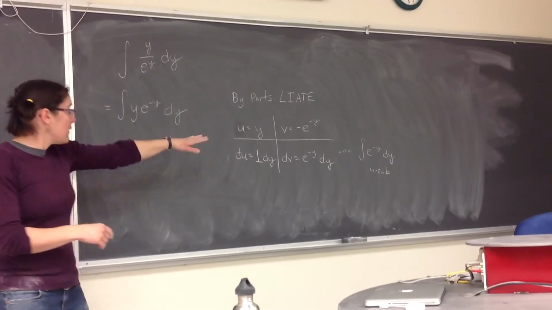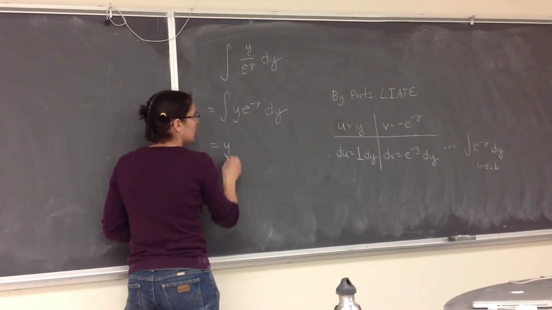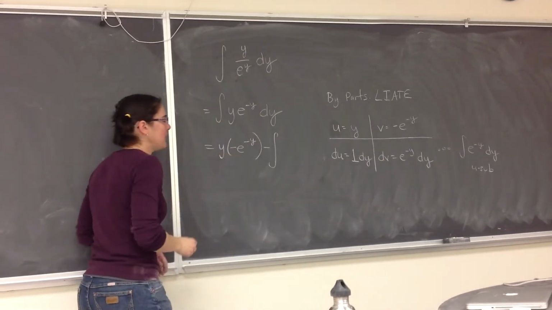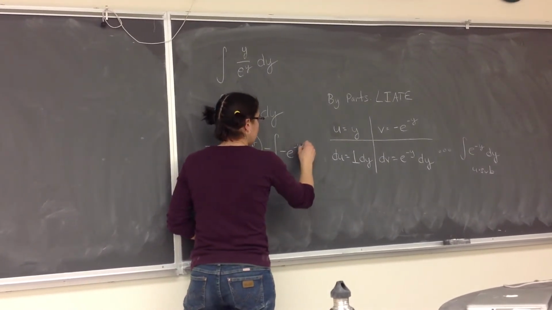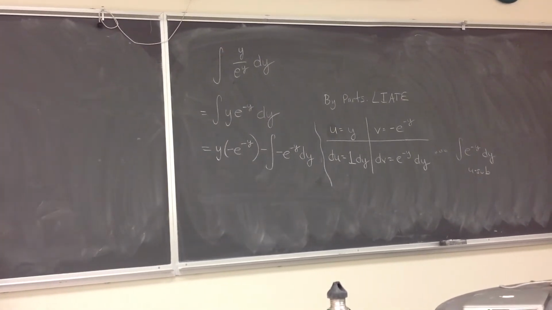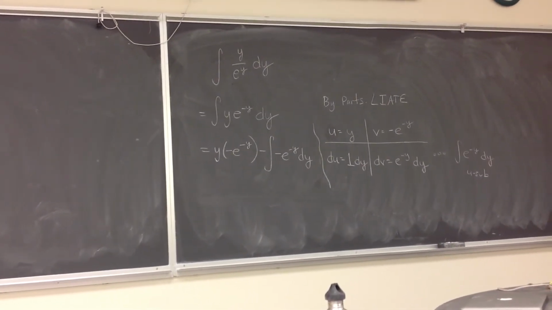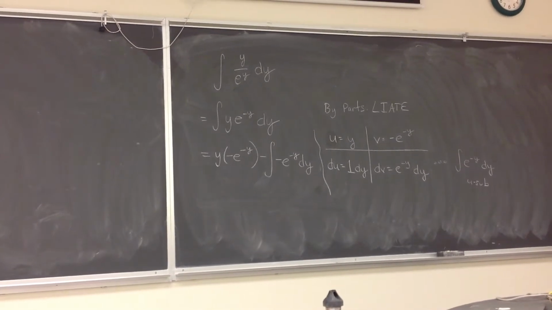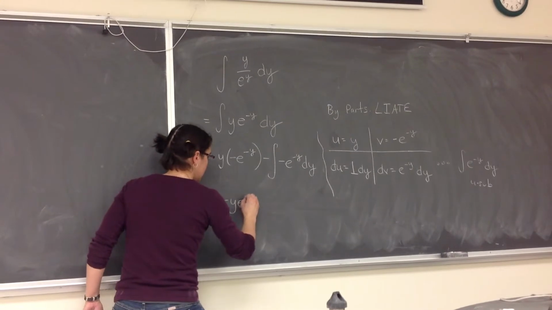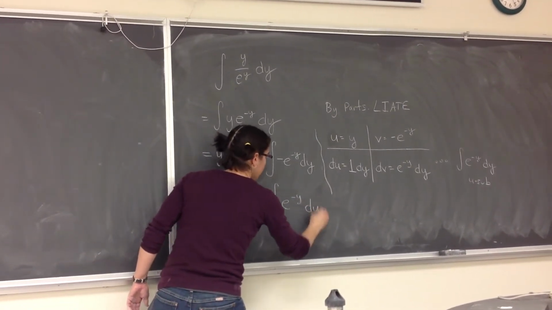Okay, so now we've got all of our parts. Let's go back over here and we've got u times v, so that's y times negative e to the negative y minus the integral of v, negative e to the negative y du, which is a dy. And we've now set up our integration by parts. Any questions about writing that part down? Okay, so we can clean this up a little bit. We've got negative y e to the negative y plus the integral of e to the negative y dy.